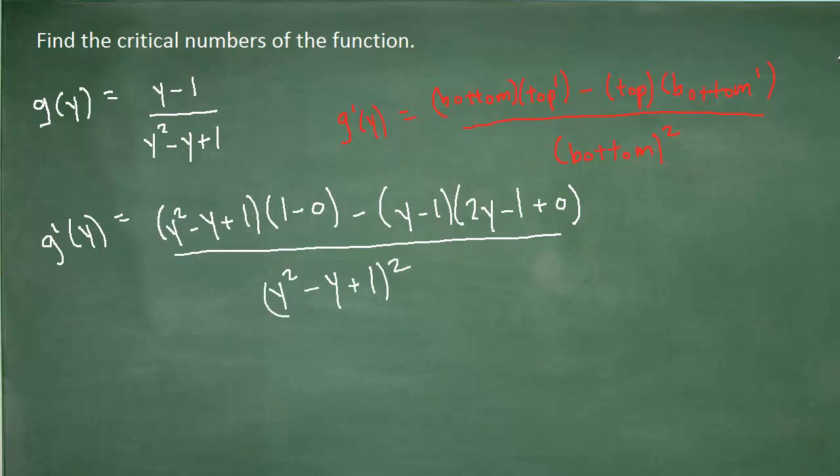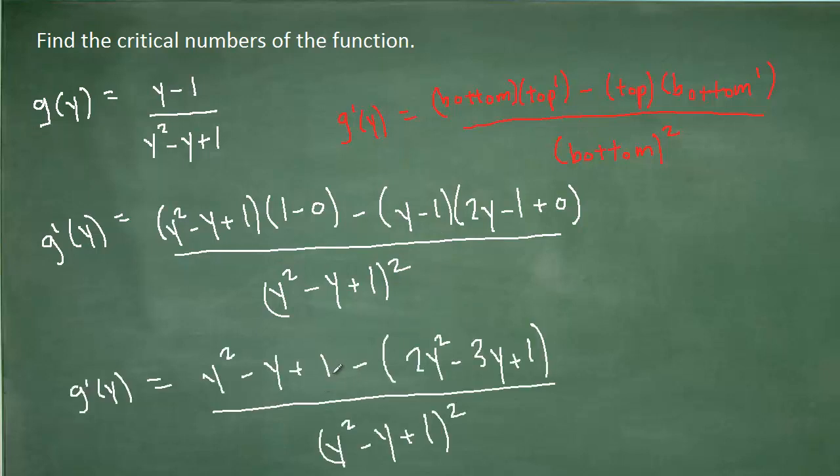Now we're going to have to algebraically clean this up before we can move on. So after the first step of algebraically simplifying it, we have this. The 1 minus 0 is simply 1, and when we multiplied 1 by the y squared minus y plus 1, that just remained y squared minus y plus 1.